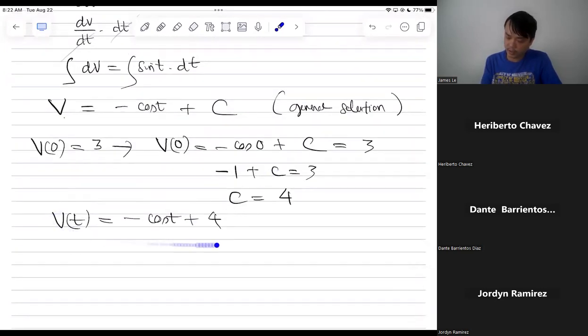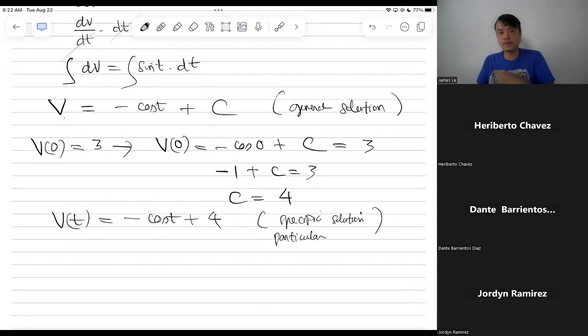So that one is unique. Maybe this one is called the specific solution or particular solution. But you don't need to know that. I just introduce some definitions in case some of you take Math 46.